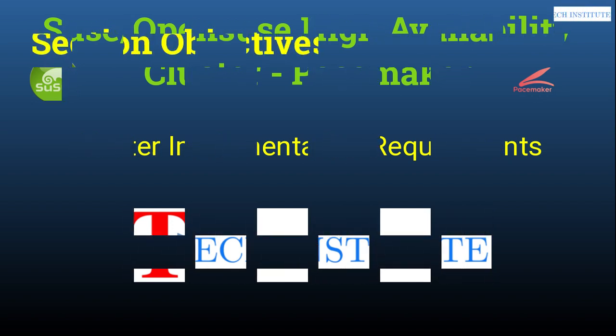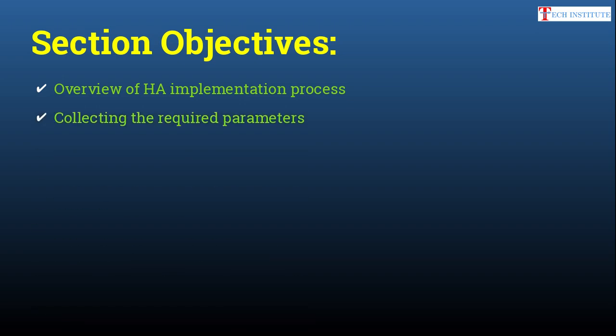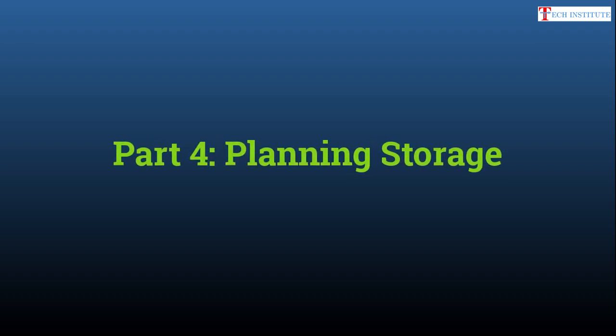So if you are following my channel and watching this tutorial series on Pacemaker, you already know in the requirement section we have already discussed the HA implementation process overview, and then we discussed how you can collect the required parameters, and in the previous section we discussed how you can determine the expectations from the customer. So in this section we will be discussing how you can plan the storage. So let's start with planning storage.